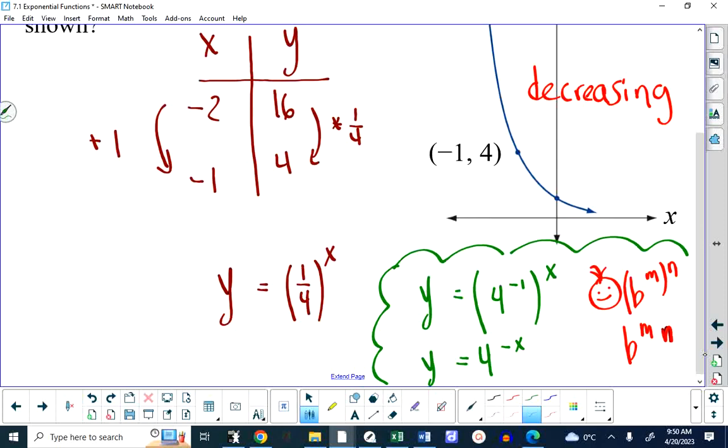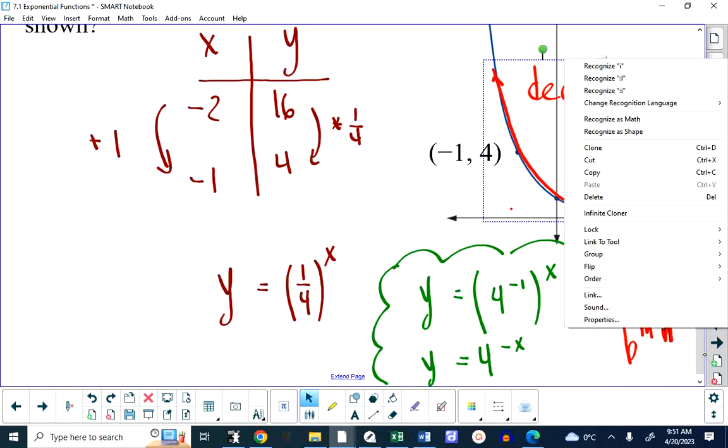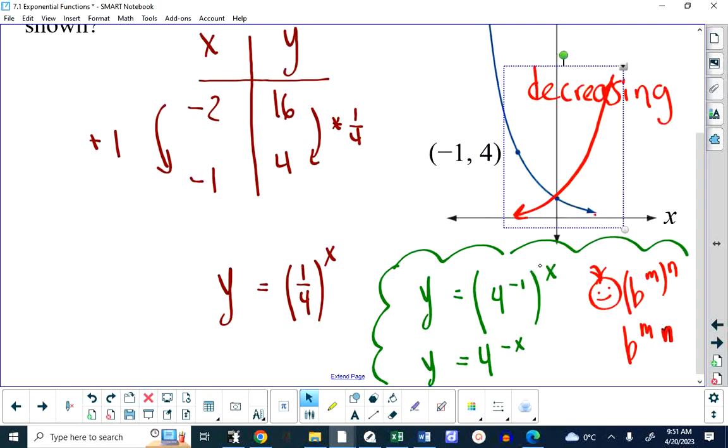I'm not asking you a question here like I'm making an exam question. I'm saying I need you to give this some thought. Would everybody agree that 4 to the x would have the same shape as 4 to the negative x, but it would look like that?